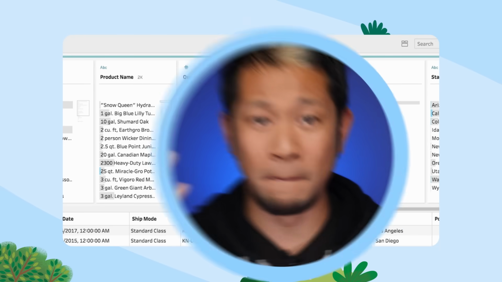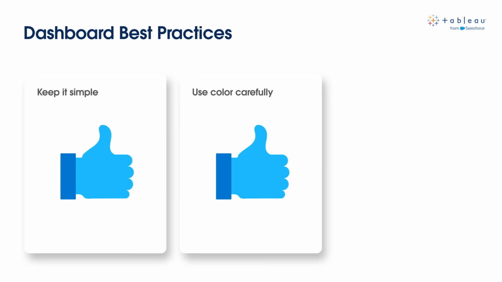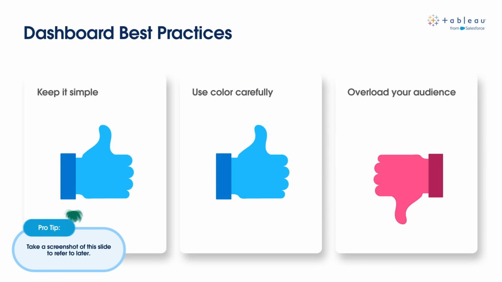And finally, build your view with best practices in mind. Some basic do's and don'ts include: do keep your chart type and design simple, at least until you've got more experience under your belt. Do use color carefully, only with the purpose of calling out certain numbers or metrics. And don't overload your audience or confuse your message by including too many views.